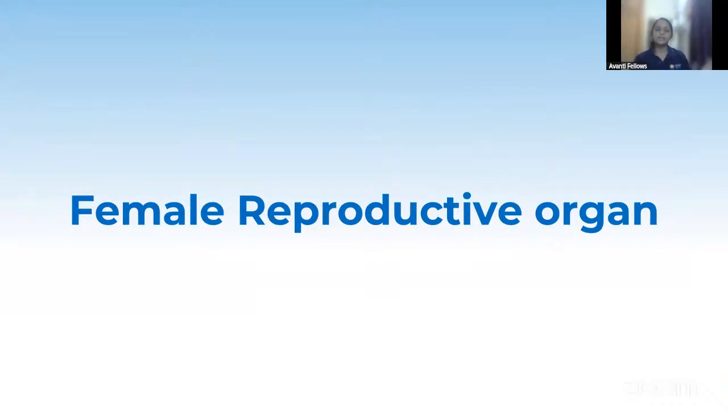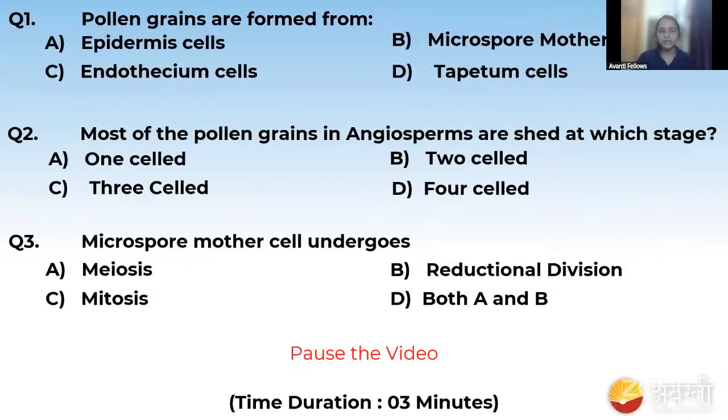Okay. So let us talk about the female reproductive organ, guys. Before that, let us solve some other questions also. I want the quick answer from you. For question number 1, pollen grain is formed from: epidermal cell, microspore mother cell, endothecium cell, or tapetum cell. I want your answers from the chat box only.